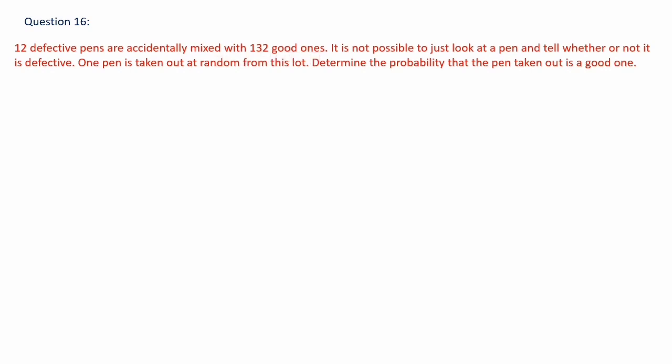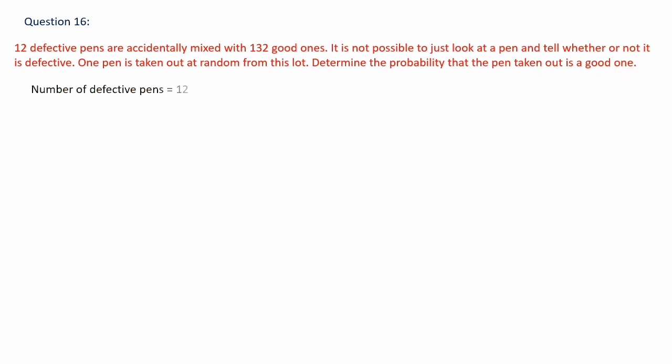Now altogether it is mixed up. Out of the total number of pens, 12 are defective and 132 are good ones. So it is not possible to just look and say that this is good or this is defective. One pen taken out at random from this lot means these two are now mixed up. From this group you are taking one pen at random. What is the probability that the pen taken out is a good one? That is the question.